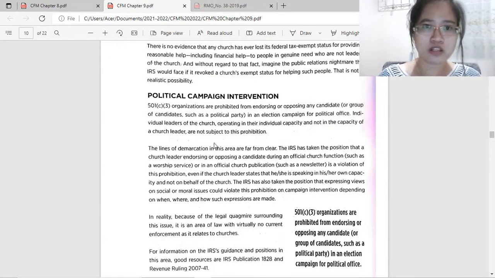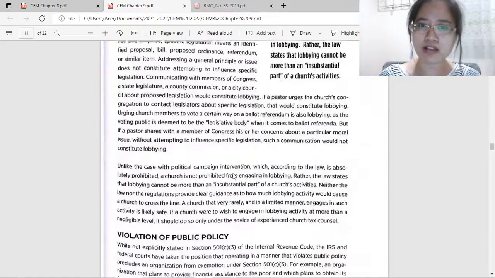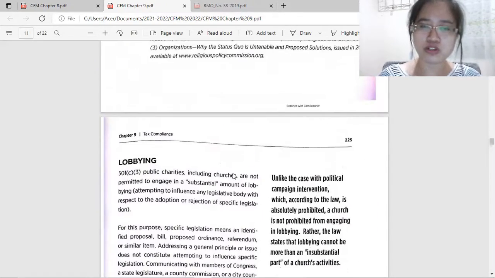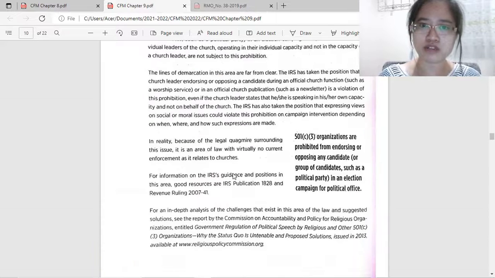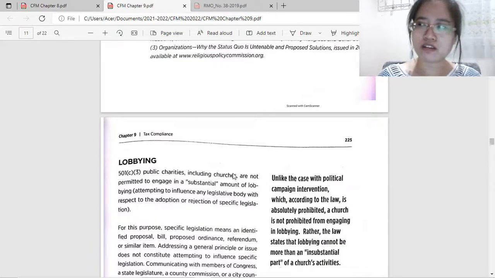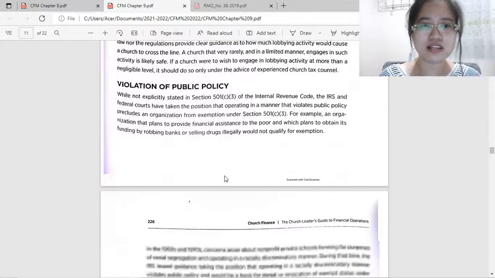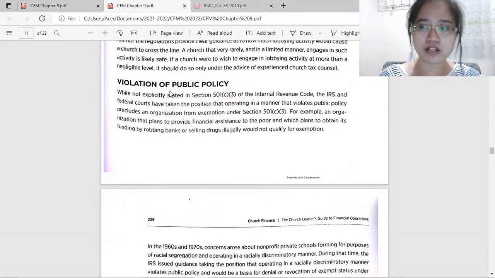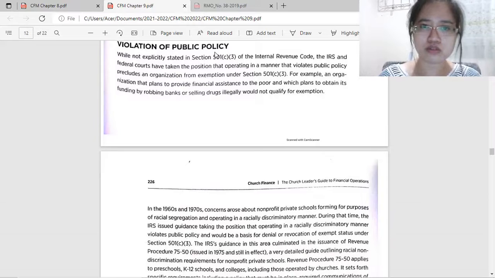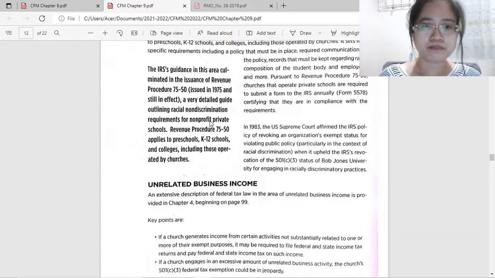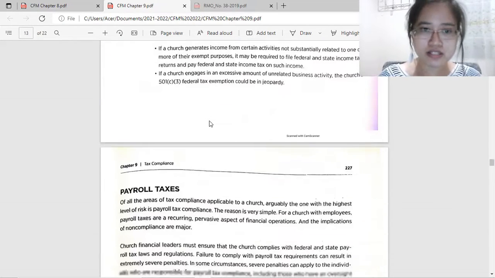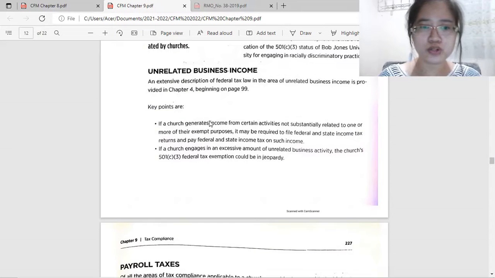This part here, political campaign intervention, we do have separation of the church and the government here in the Philippines, but there's a certain gray area, so I'm not sure. Lobbying, violation of public policy, this also holds true, this part here. And then unrelated business income, that would also hold true.